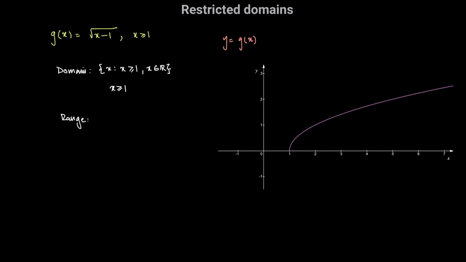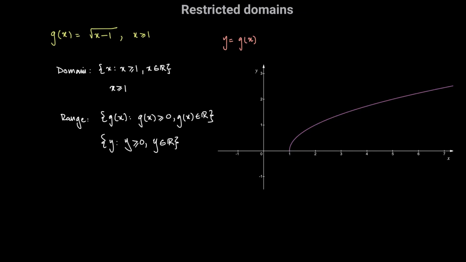So here, what we can say is that the range of this function is g of x such that g of x is always greater than or equal to 0, and obviously g of x is a real number. So the range is the set of all real numbers that are greater than or equal to 0. And since y is equal to g of x, the range is y such that y is greater than or equal to 0, and y obviously belongs to the set of real numbers.